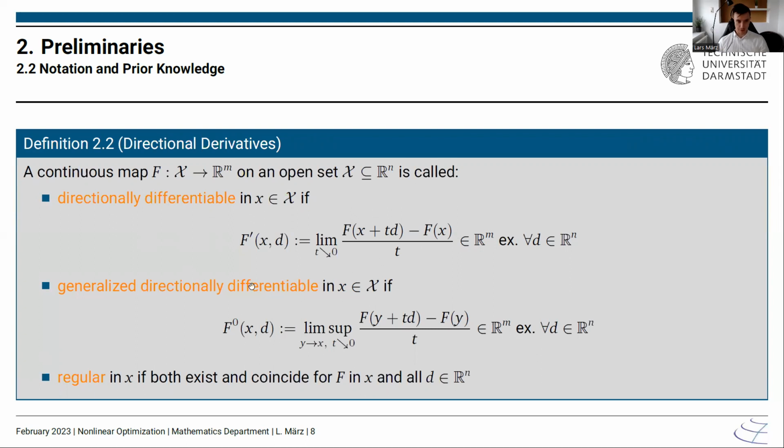And if the same definition holds, but not with a fixed point x, but for every sequence approaching x, then we call it generalized directionally differentiable. So it's again a real strict generalization where this slant, this distortion vanishes as y approaches x. And now this also has to exist for all directions for the map to be generalized directionally differentiable. If both of them exist and coincide, we call the map regular in that point.